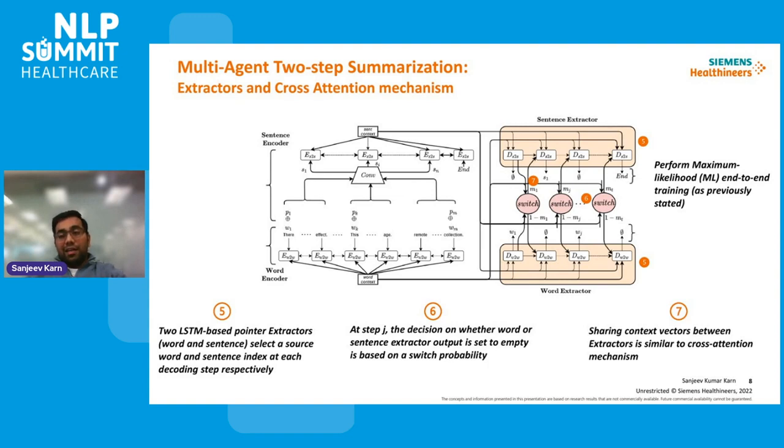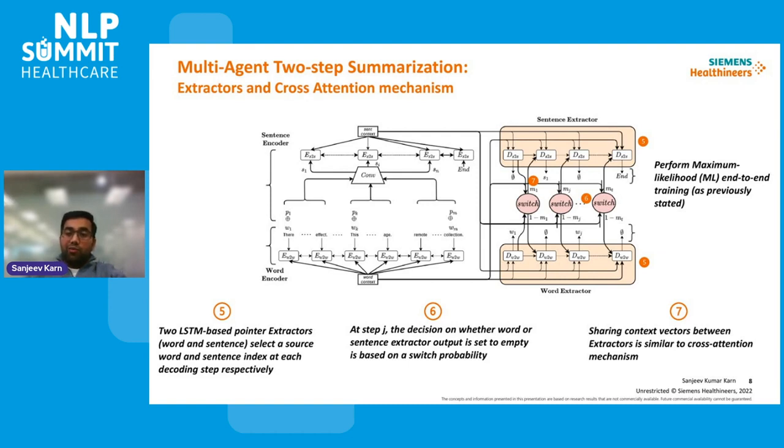So the hierarchical aspect comes into play here. For example, if there are several keywords in a sentence, the sentence extractor extracts that sentence. But if there are only a few keywords in a sentence, the sentence extractor skips extracting that sentence, and it signals the word extractor to move to the next sentence and continue selecting keywords.